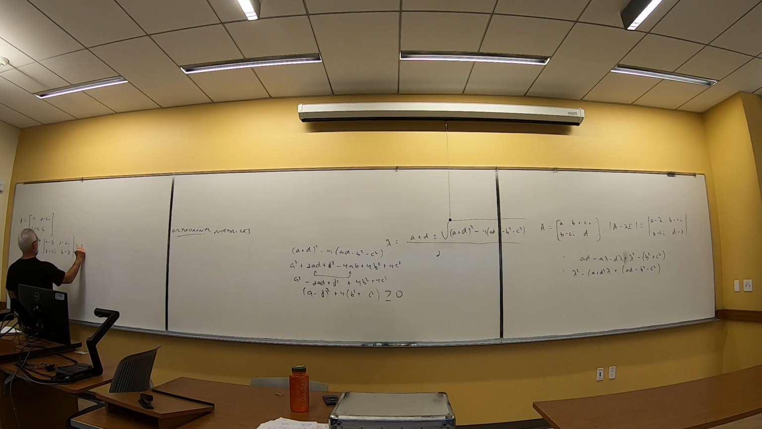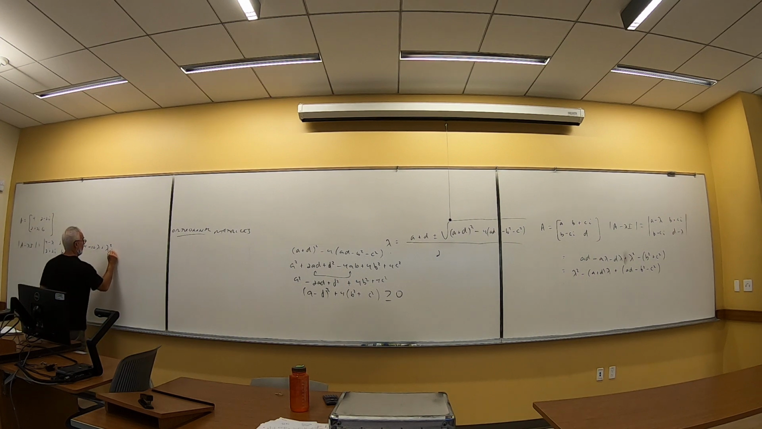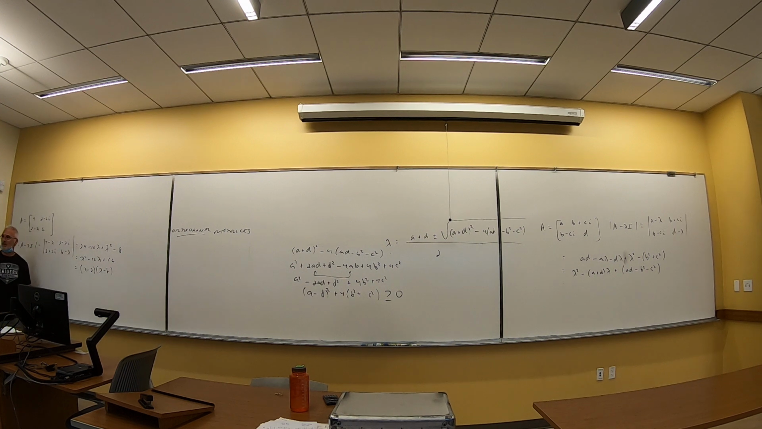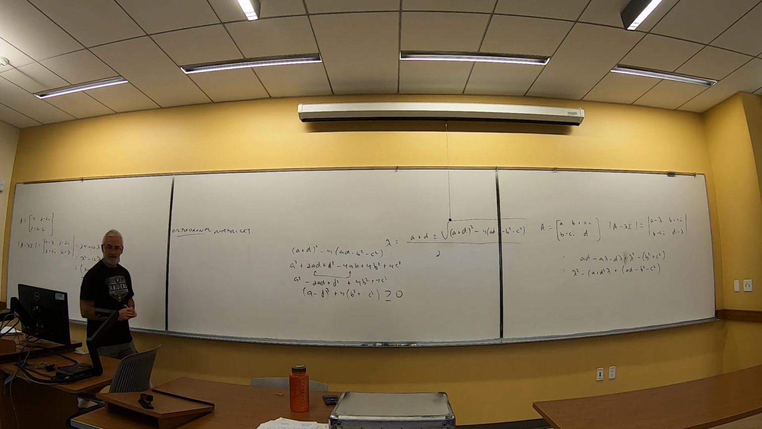And what does this give us? 24 minus 10 lambda plus lambda squared. What's 2 plus 2i times 2 minus 2i? Technically it would be 2 squared plus 2 squared. So that'd be 8. So minus 8 because I'm subtracting. So lambda squared minus 10 lambda plus 16. That would be lambda minus 2, lambda minus 8. What do you know? Real eigenvalues. Beautiful. So lambda 1 will be 2, lambda 2 will be 8.